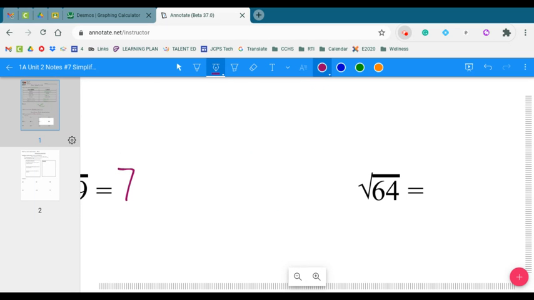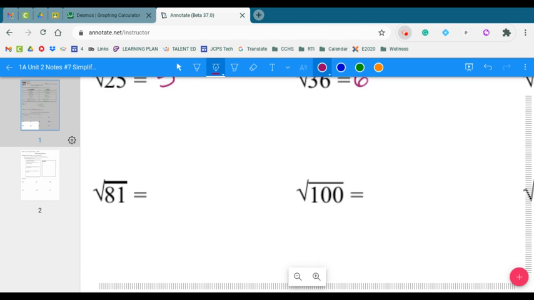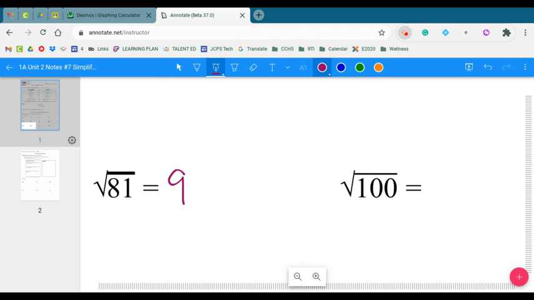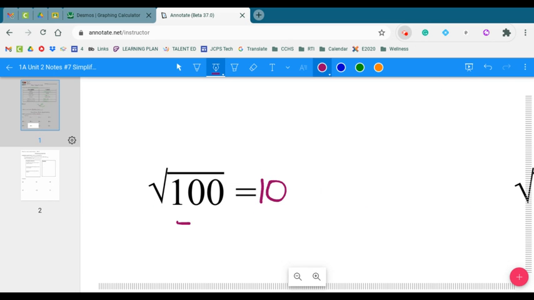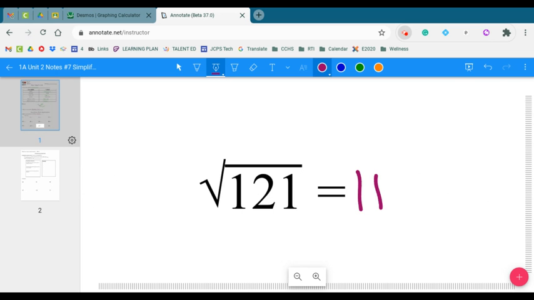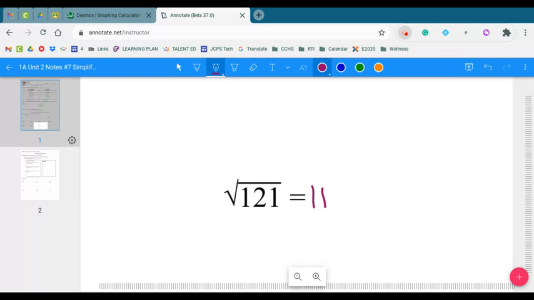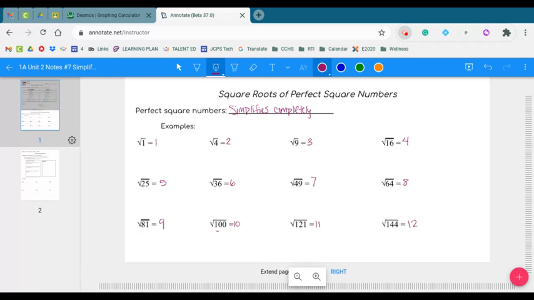Square root of 64 is 8 because 8 times 8 equals 64. Square root of 81 is 9 because 9 times 9 equals 81. Square root of 100 is 10 because 10 times 10. Square root of 121 is 11 because 11 times 11 equals 121. And the square root of 144 is 12; 12 times 12 equals 144. So these are the perfects.